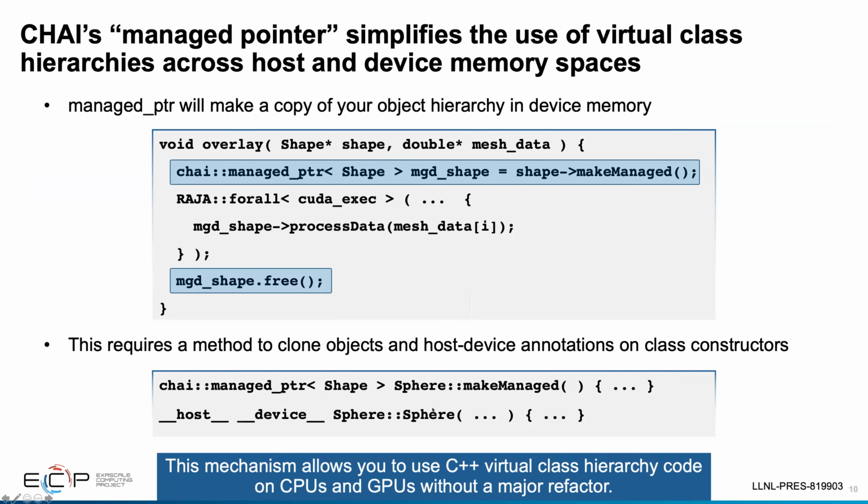In addition, CHAI introduces the concept of a managed pointer, which simplifies the use of virtual classes across host and device. So for example, we have an object here called shape with a virtual function called process data. Through the use of this managed pointer, developers can seamlessly move the data between the host and the device without having to explicitly express the CUDA memcopies. So one detail about this is that this feature does require the objects to have host device class constructors.